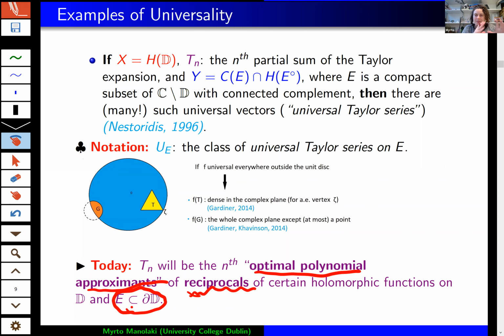All this I had before I went to Florida to do my postdoc with Catherine Beneteau. That was my background. I didn't know anything about optimal approximants. Optimal approximants were introduced by Catherine Beneteau, Daniel Seco, Alan Sola, and their collaborators. And in the last five to eight years, there has been a lot of progress on this.